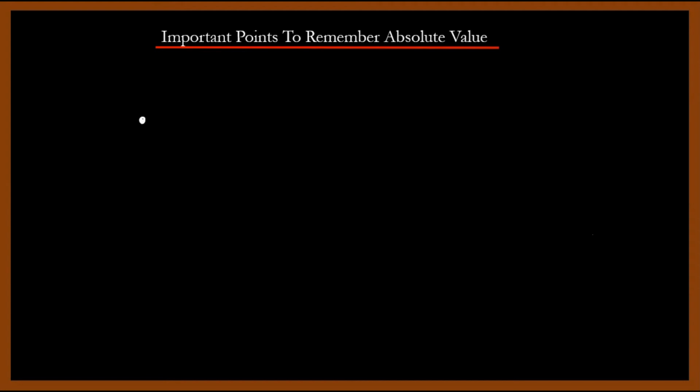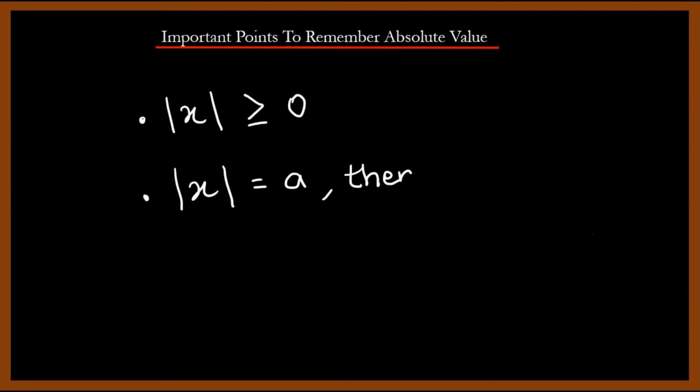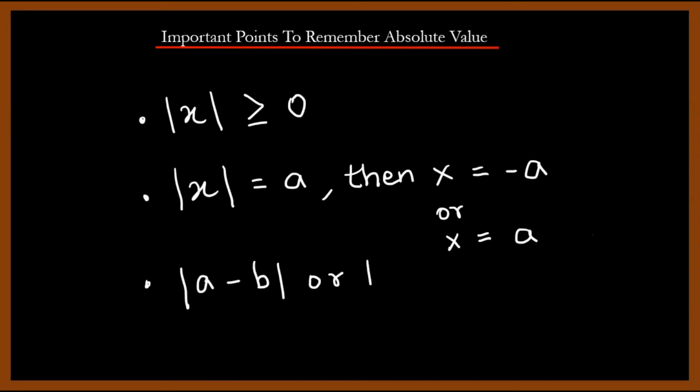Some important points to remember about absolute value are, first of all, absolute values are always positive. For an absolute value, there are two inputs of the same number: one is positive and one is negative. The absolute value between 2 points A and B is the absolute value of A minus B or the absolute value of B minus A.